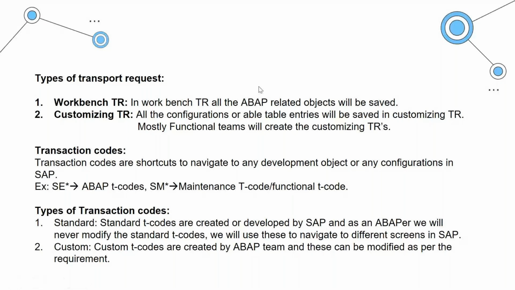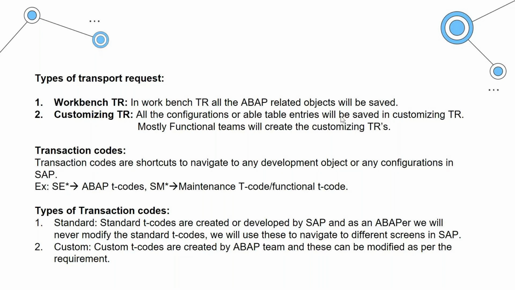Normally only the ABAP team uses workbench TRs. Then we have customizing TRs, which are often used by your functional teams. All the configurations or table entries related data will be saved in your customizing TR. So all the configurations in the SAP system or the data inside the tables will be stored in your customizing TR.